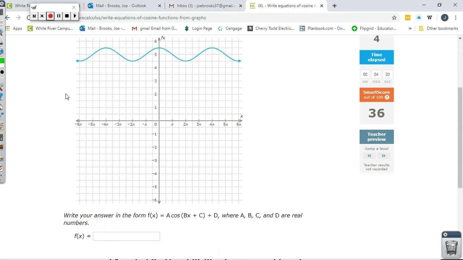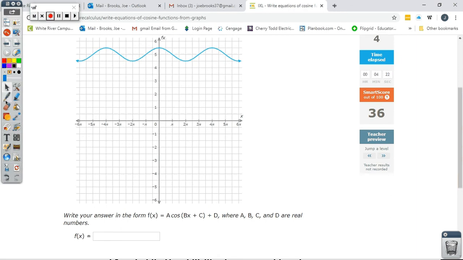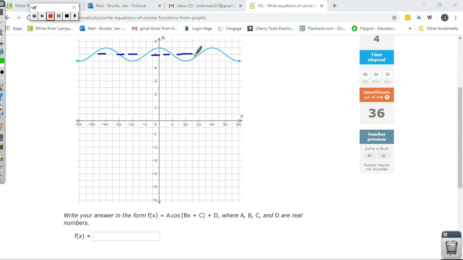Alright, so it looks like my midline is right here. It's at 5. So there's my D. Shifted up 5. It looks like it's a half above and a half below, so that's going to be my amplitude. Okay, that's A. Starts up above, so that's good. We don't have to do a sign change here.